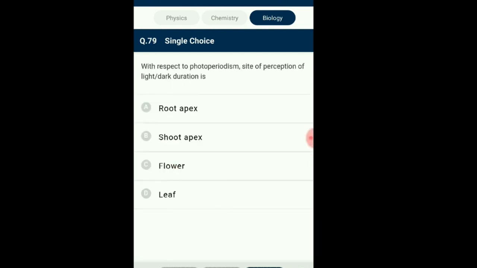Question number 79. With respect to photoperiodism, the site of perception of light or dark duration is? The response of plants to periods of day and night is termed as photoperiodism. The shoot apex cannot perceive the photoperiods. Leaves are the site of perception of light and dark. The photoperiodic stimulus is received by the leaves, as a result of which the flowering hormone is produced in them, which is then transported to the apical tip, causing the initiation of floral primordia. So the answer is option D, leaf.